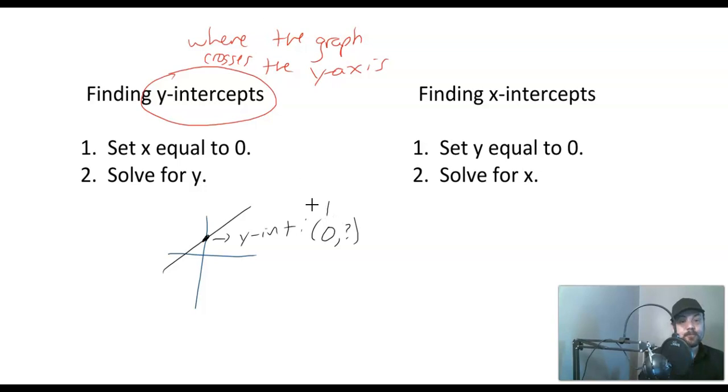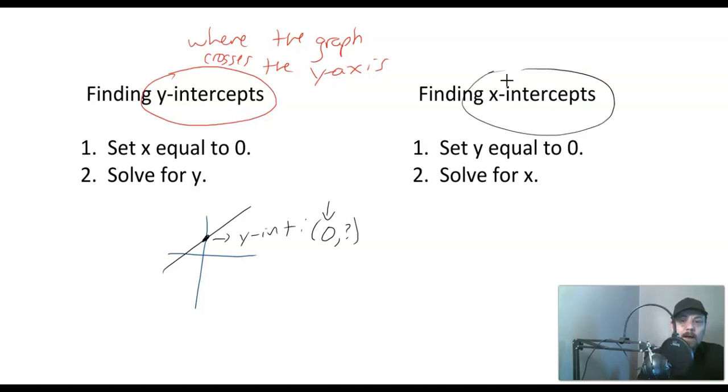So we know the x-coordinate has to be 0, which is why to find the y-intercept, you set the x variable equal to 0, because the x-coordinate will be 0 for that particular point. And so we set x equal to 0 in the equation, and then we solve for y to find that y-coordinate. Same reasoning for the x-intercepts.